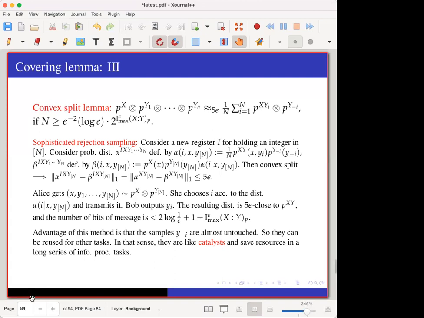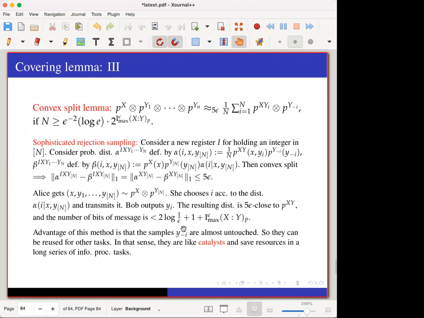Okay, so how does this help us? In this rejection sampling procedure, Alice gets an n plus one tuple according to the product distribution as before. She chooses I according to the conditional distribution prescribed by alpha and transmits it. Bob outputs yi. The y's are there, the public coin. And we know that the resulting distribution is 5 epsilon close to py simply because of this. And what is the number of bits of message?